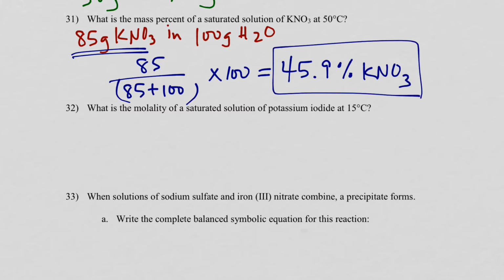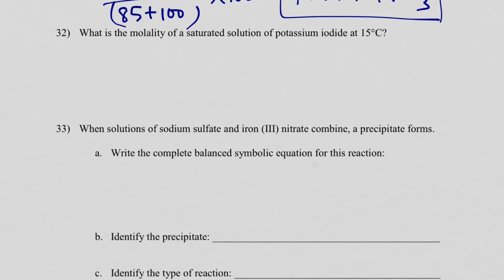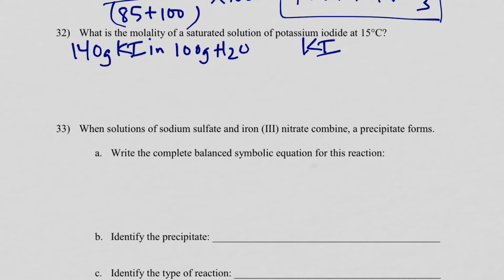Number 32, what is the molality of a saturated solution of potassium iodide at 15 degrees Celsius? Again, find your potassium iodide line, which is KI, and go to 15 degrees Celsius, follow up to the line, travel over, and when you read the graph, a saturated solution of KI will be 140 grams of KI in 100 grams water. Again, 100 grams water because that's what this graph is based on, as you can see on the y units. Now, what's molality?